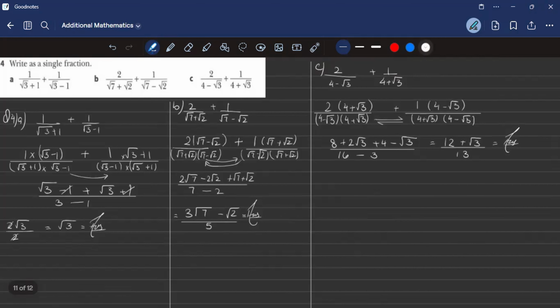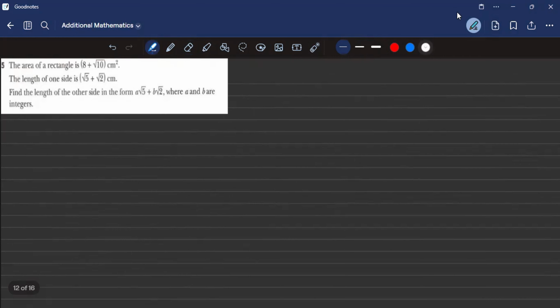Proceeding on to question number 5. Okay, so for question number 5, they've told us there's an area of a rectangle, which is what? 8 plus under root 10 centimeters squared. They've told us one side of the rectangle is equal to under root 5 plus under root 2. It may be this side or it may be this side, whatever you want. It's just for the purpose of showing what it is.